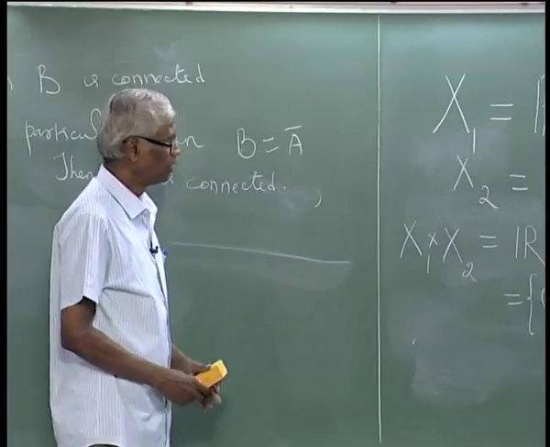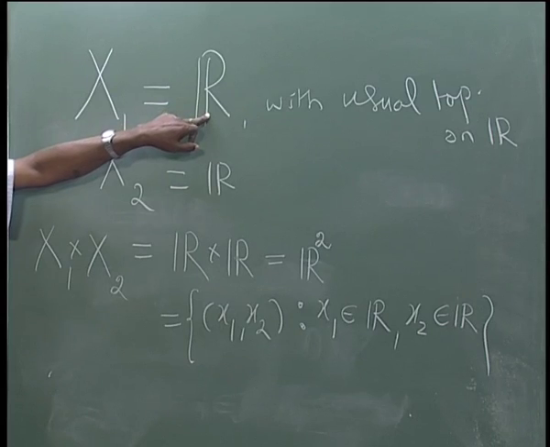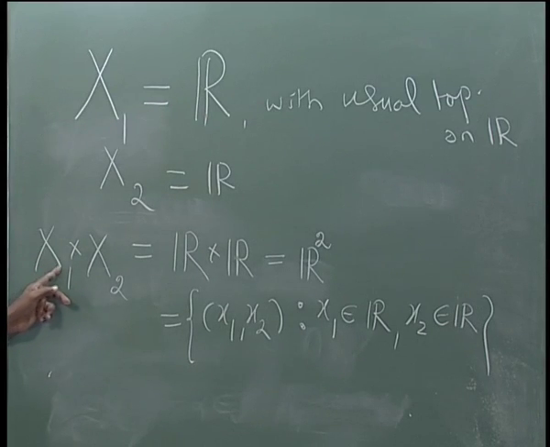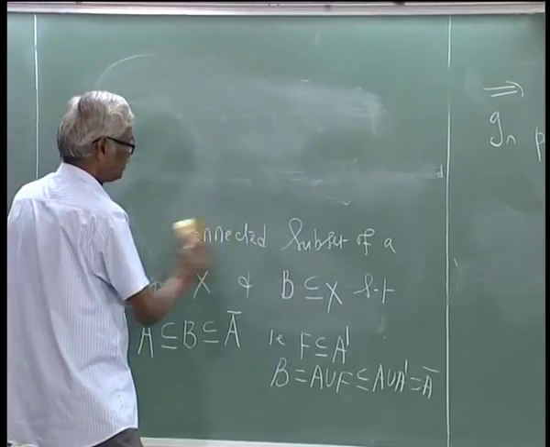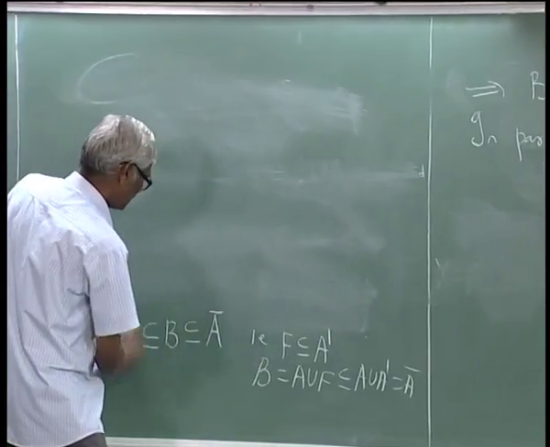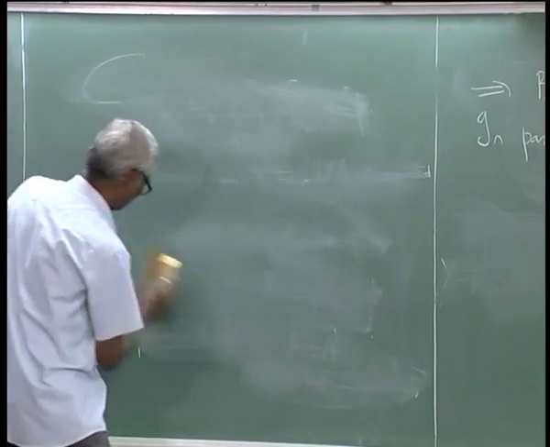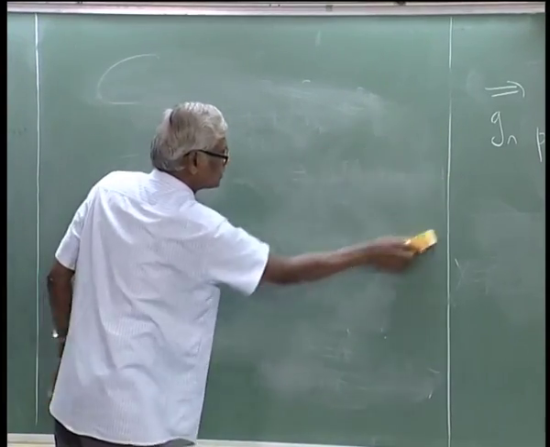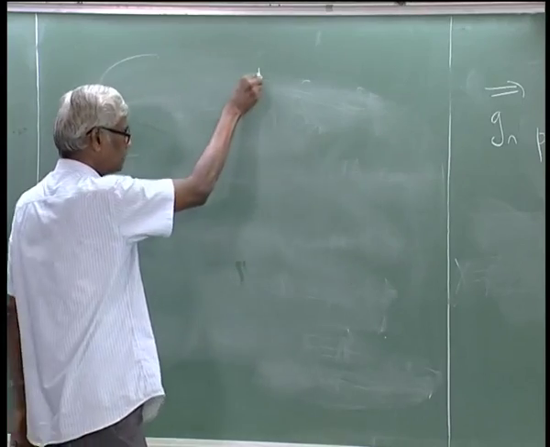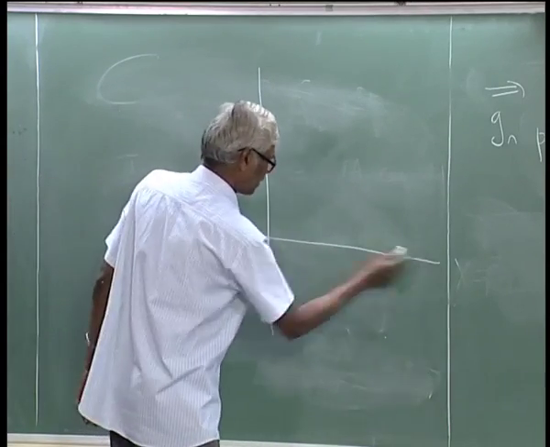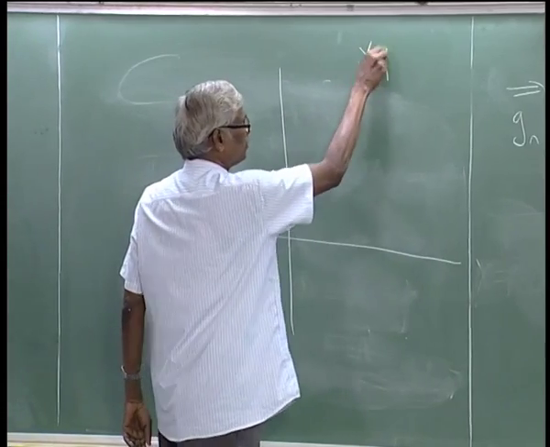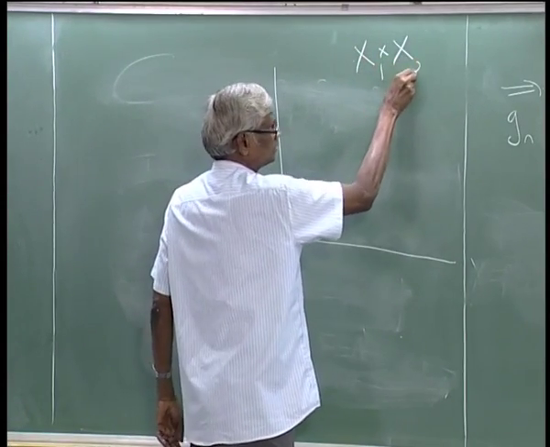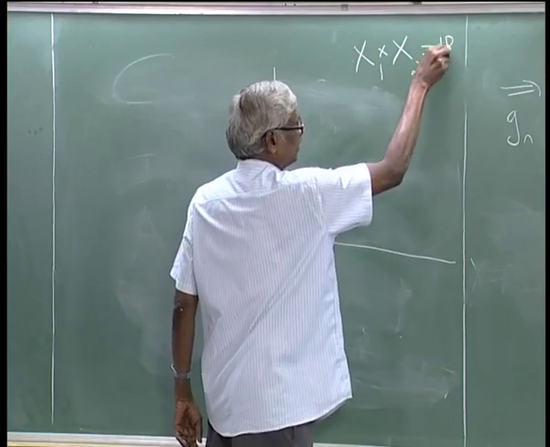So, we know already R is connected. Now, let us prove that X1 cross X2 is connected. In fact, this is intuitively clear in the sense that, see, we will use here, in this case R2 is X1 cross X2, that is our R2.